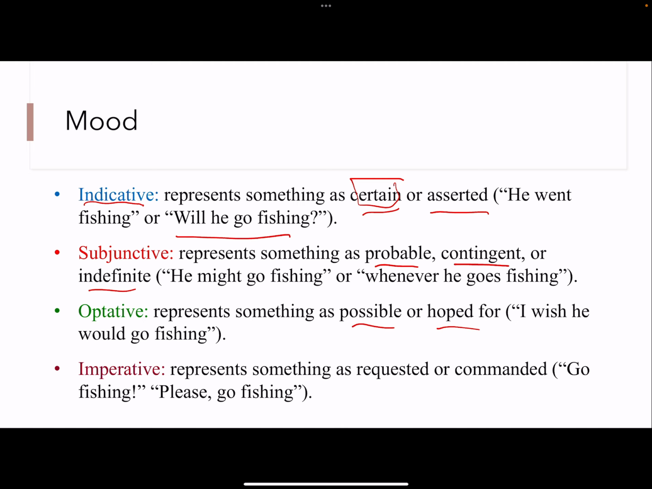And the final one is the imperative, which represents something as a request or a command. Go fishing, that's the command, or please go fishing would be the request. So verbs can use indicative mood, subjunctive mood, optative mood, or imperative mood in Greek. We are going to be concentrating for the first part of this course just on the indicative mood, which are statements. So we're not going to be looking at these other ones just yet.